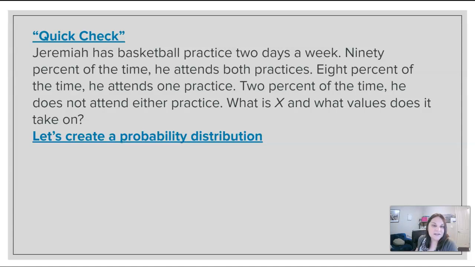Jeremiah has basketball practice 2 days a week. 90% of the time he attends both practices. 8% of the time he attends one, and 2% of the time he doesn't attend either. What is X, and what values does it take on? Let's create a probability distribution for Jeremiah. And if you want to pause before I jump right in, it might be a good idea.